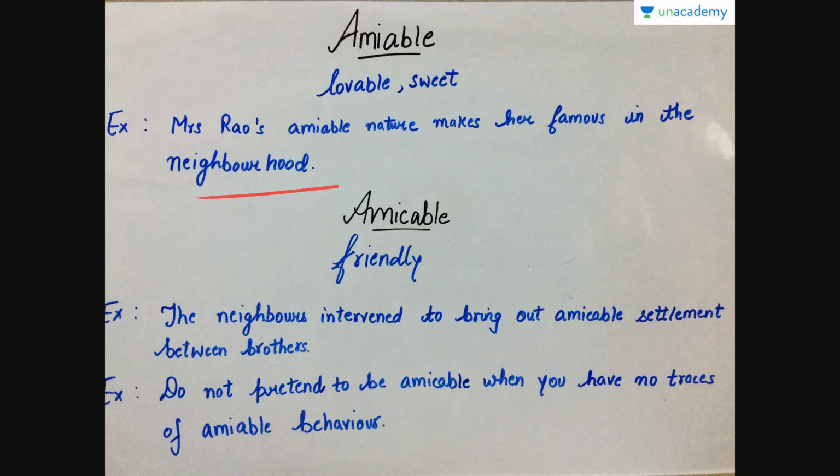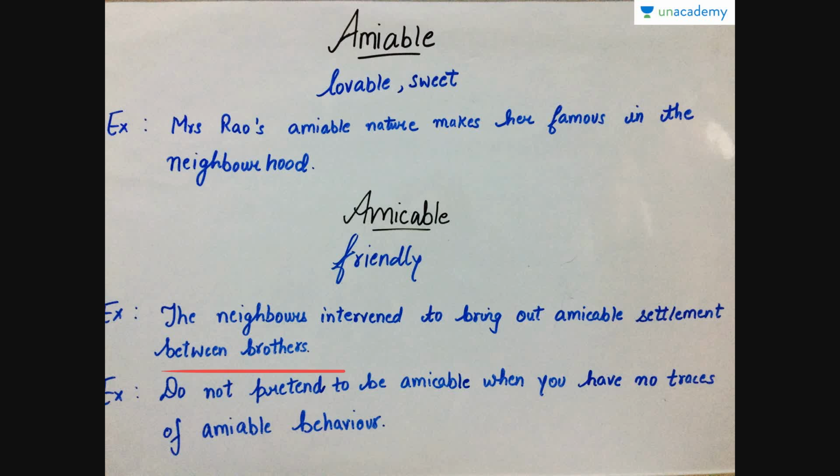The second one is amicable, which means friendly. Now you will think amiable and amicable are the same, but no, they have different meanings. Lovable and sweet is different from being friendly. For example, the neighbors intervened to bring about an amicable settlement between brothers.